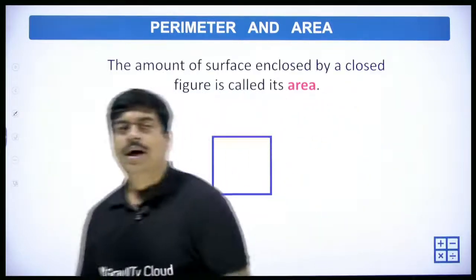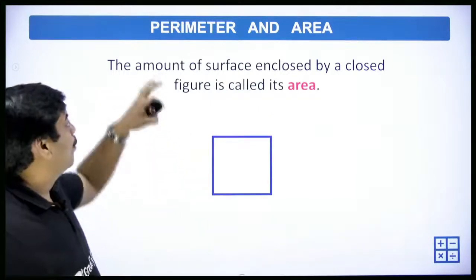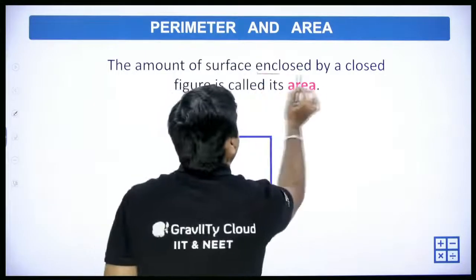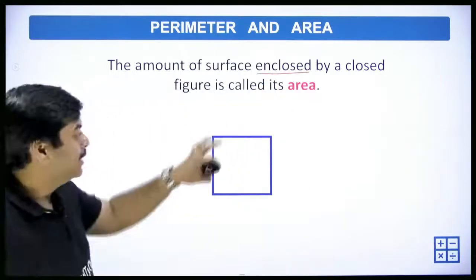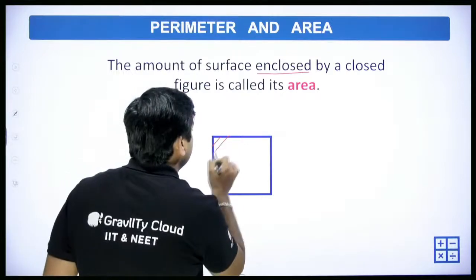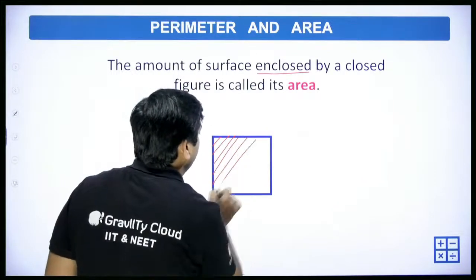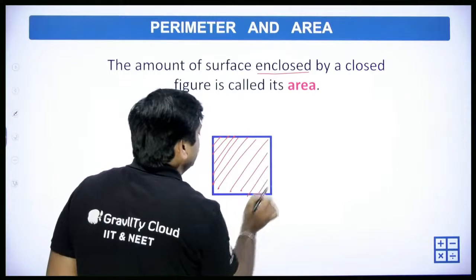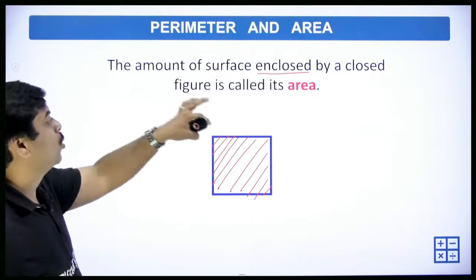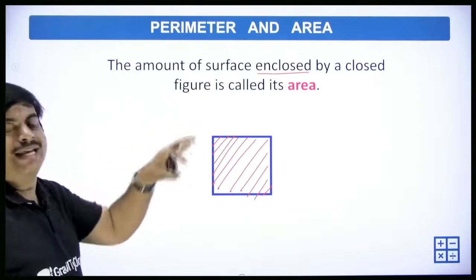In this figure, whatever the amount of surface enclosed. What do you mean by enclosed? Enclosed means the area inside, whatever the area inside, whatever the space inside, so that is called enclosed, right? The amount of surface enclosed by a closed figure is called its area.